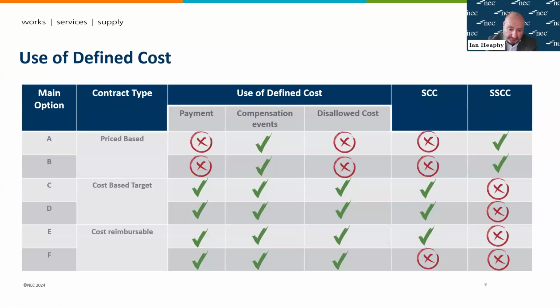And as I've already mentioned, for option F, as we expect the work to be done in the main by subcontractors, we don't actually have a schedule of cost components, and any work the contractor does directly is based on pre-agreed prices.